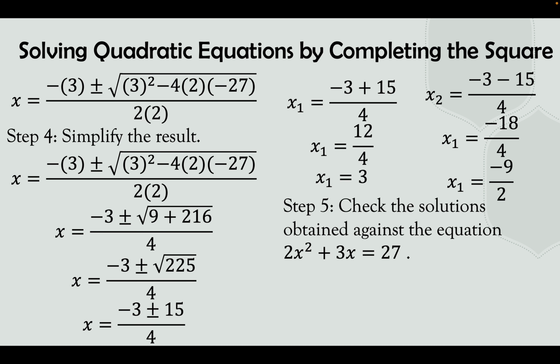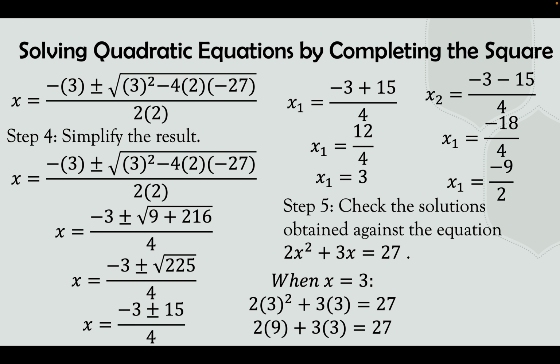Now let's check the solutions obtained against the equation. So let's substitute the value of our x to the original equation. So when x is equal to 3, we have 2 times 3 squared plus 3 times 3 equals 27. 3 squared is 9, so we have 2 times 9 plus 3 times 3 equals 27. So 2 times 9 is 18, 3 times 3 is 9, so we have 27 equals 27.